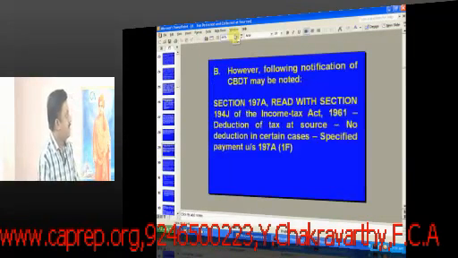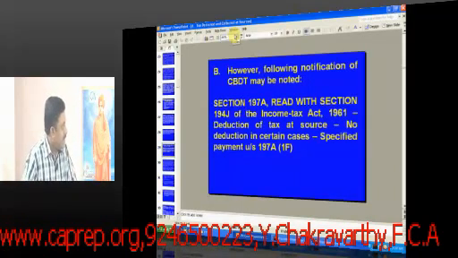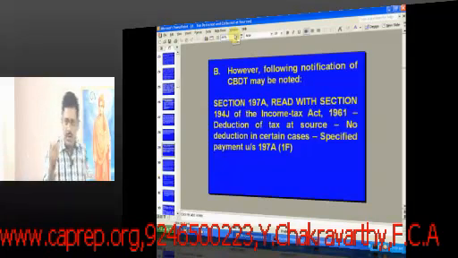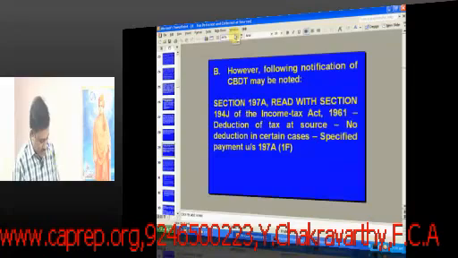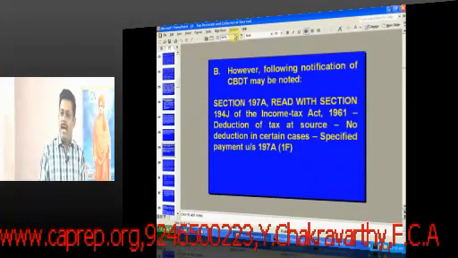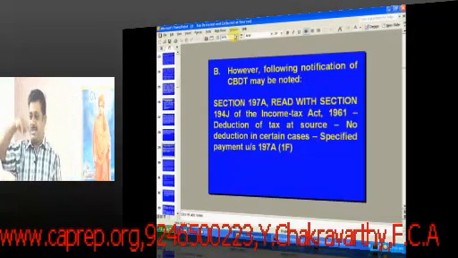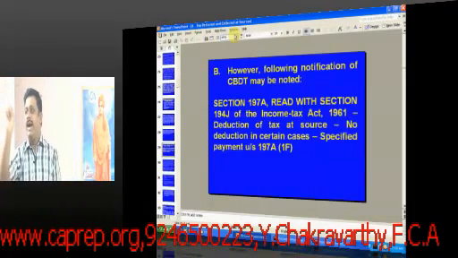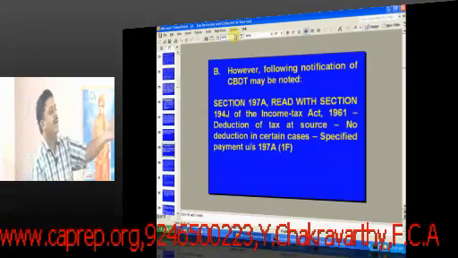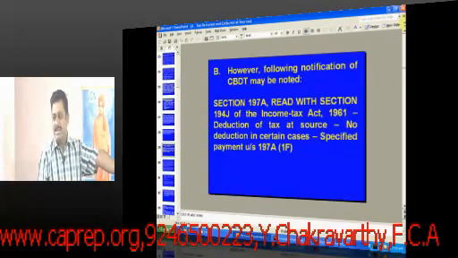Then the next issue is, there is a small notification issued by the Central Board of Direct Taxes. What does it say? Let us suppose I acquired a license to make use, and I am giving that license to somebody else.